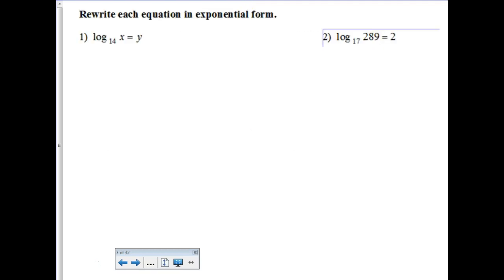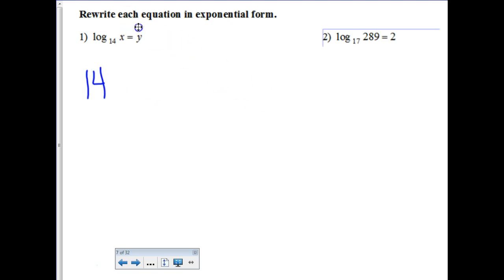So let's look at these examples here, which are in your notes. Yes, all right, this one's in your notes. So you're just rewriting from log form to exponential form. So first, what I do is I say, identify the base. Who's the base? 14. Write it down. He's now the base of the exponential.